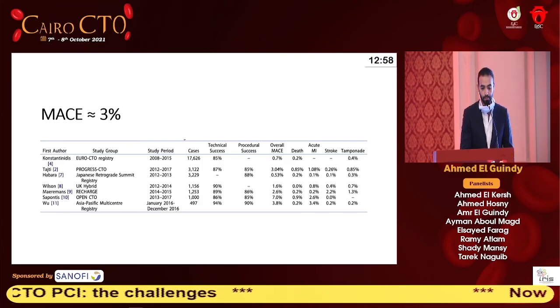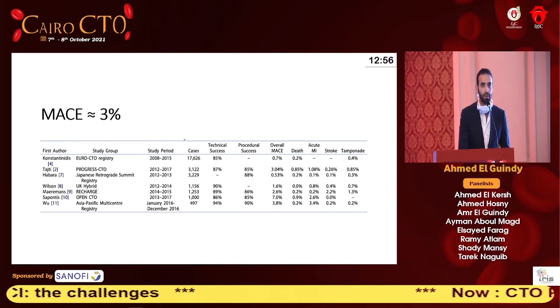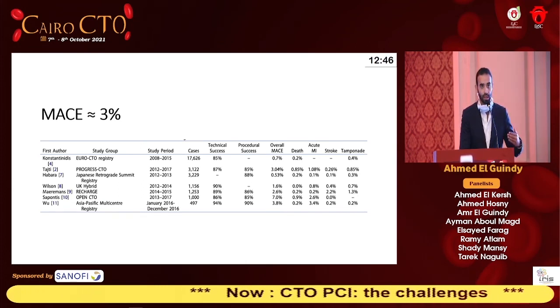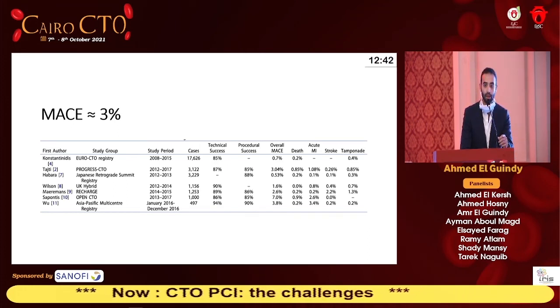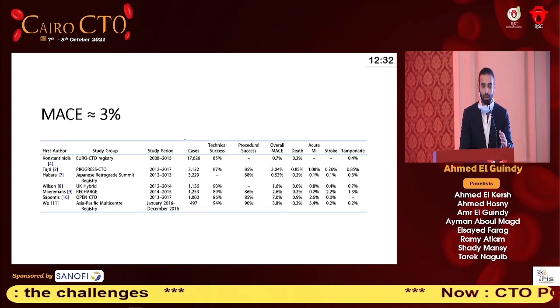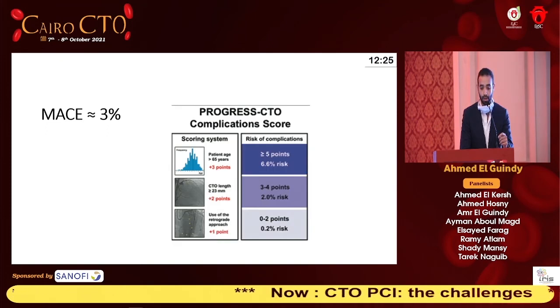Now, if you look at the event rate during CTO PCI, it hovers around 3%. These are different registries and series that you can look at. And the reassuring thing is that the success rate is invariably above 85%, and that's procedural success in dedicated CTO programs. But you can still see that the numbers, when you get into the complication side, are definitely far from being negligible and are also higher than conventional or non-CTO PCI.